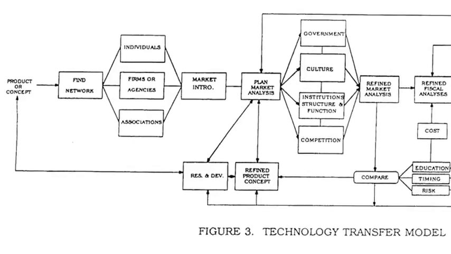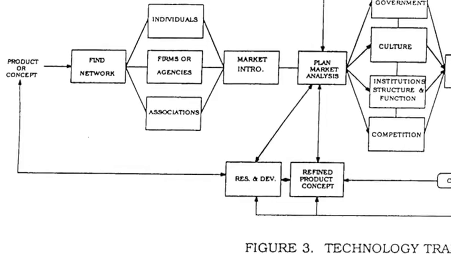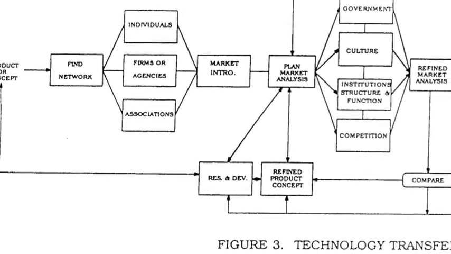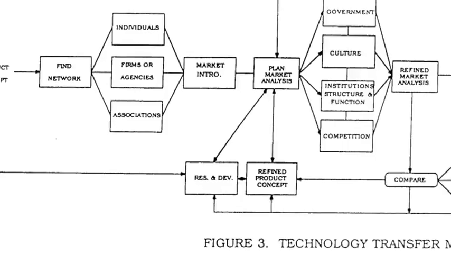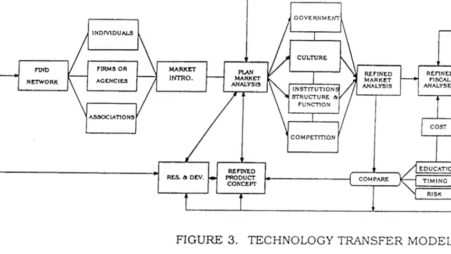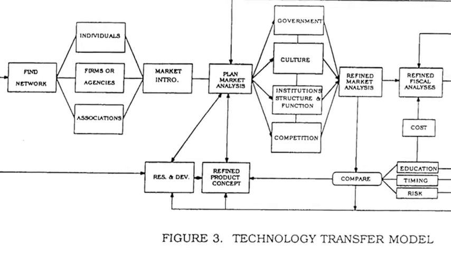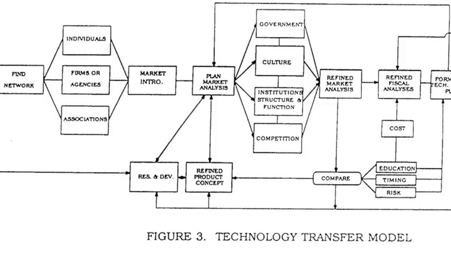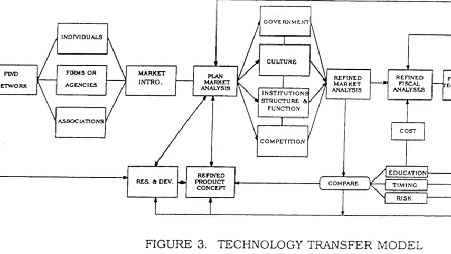We got a diagram again you're going to be looking at, and you'll see the product or concept has to find a network of people that might be interested in whatever it is. And you find the network, and this network could involve individuals, like from an NGO, a non-governmental organization, firms or agencies in governments. It could be associations. That then introduces you to the market.